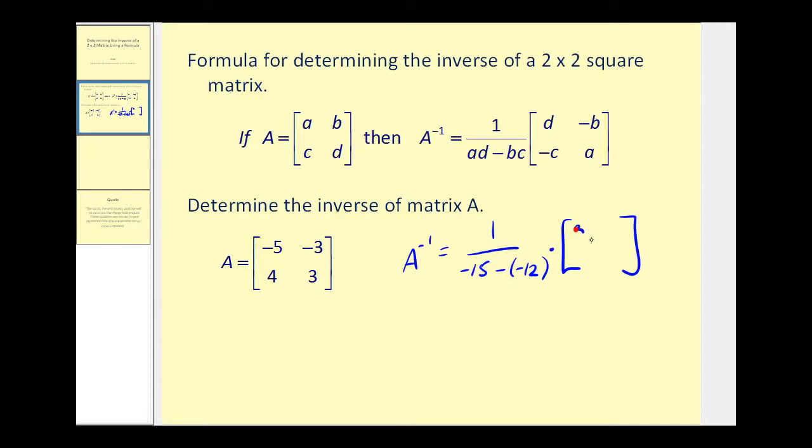D. So this would be a 3 and this would be a negative 5. And these two elements stay in the same position, but we take the opposite sign. So this would be a positive 3 and this would be a negative 4. Let's go ahead and simplify this. Negative 15 plus 12 is going to be negative 3, so we have negative 1/3 times the matrix 3, 3, negative 4, negative 5. Let's go ahead and perform this scalar multiplication.